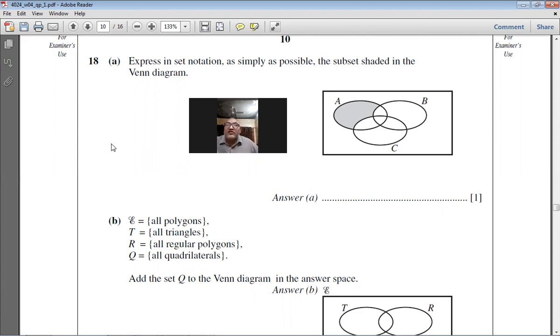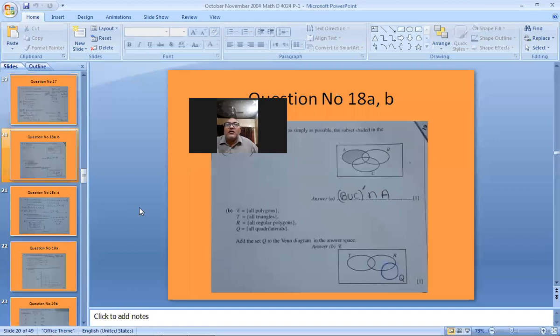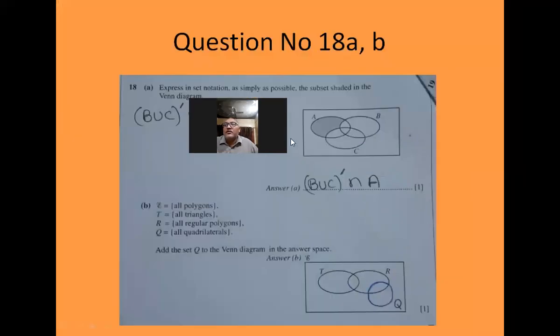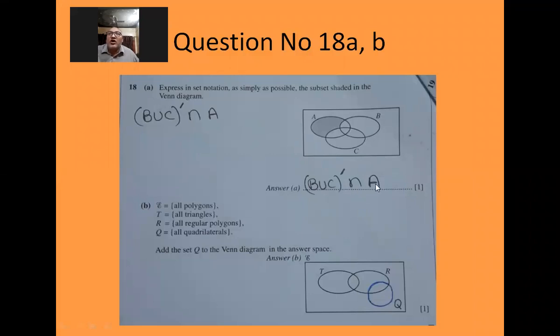So let me show you my work. So here we go. It's like B union C whole complement intersection A. So this shaded region represents B union C whole complement intersection A.